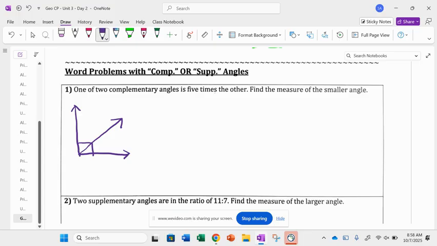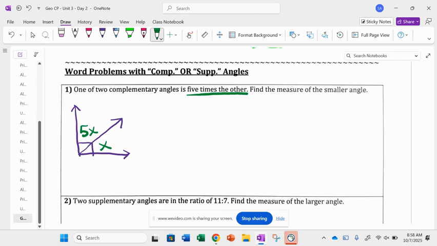Did it say anything about these angles being in any kind of ratio? No. Since it didn't say it's in any kind of ratio, we're going to call one of the angles x. One of the angles, if it's not in a ratio, will always be x. And the other angle is going to be based on the wording. So the other angle based on this wording is 5 times the other. One of two complementary angles is 5 times the other. Well, if one is x, how am I going to represent 5 times x? 5x. So that's our other angle.